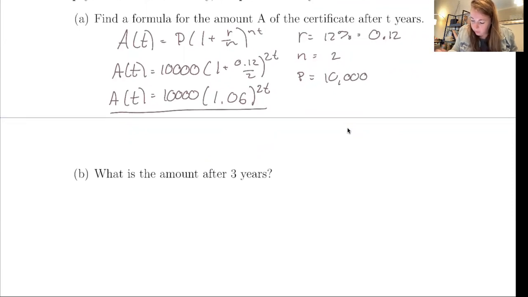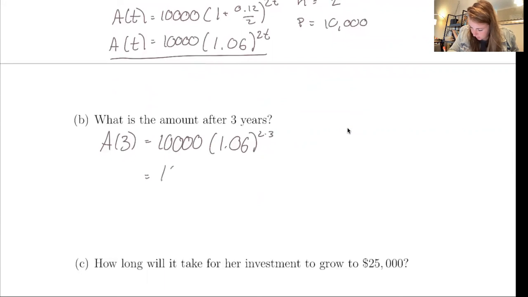So what is the amount after 3 years? We all know how to do this. We're just going to plug in 3 because that's what t is, years. So I'll get 10,000 times 1.06, 2 times 3, which will give me 6. So it'll be 10,000 times 1.06 to the 6, and that'll be 1.06 raised to the 6 power.